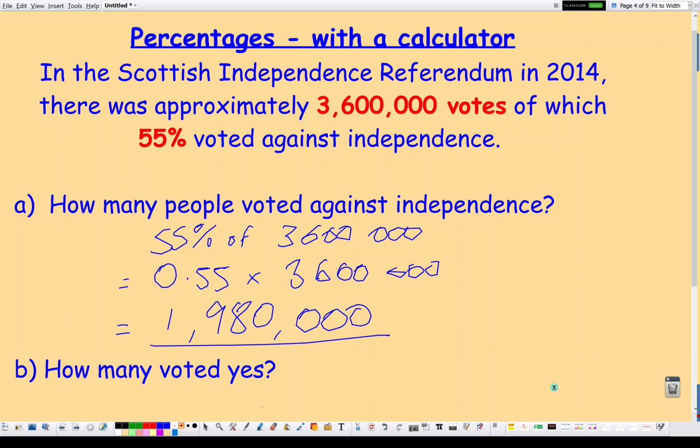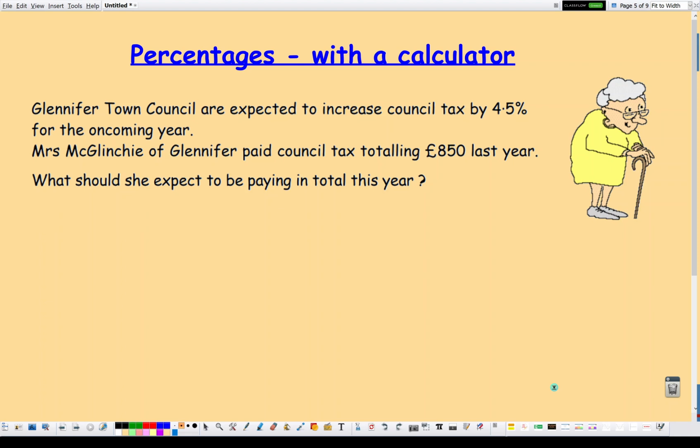And how many voted yes? If you do that question, well, it's quite simple. There's two ways you can look at it. You can do 45% of 3,600,000, or you can just do 3.6 million, take away the 1.98 million, and get your answer there. Okay, I'm kind of rushing through because there's more questions I want to get onto. I'm going on to the next one.